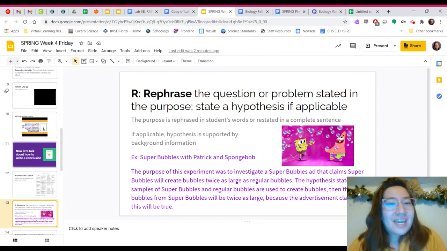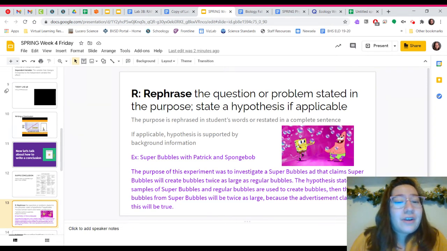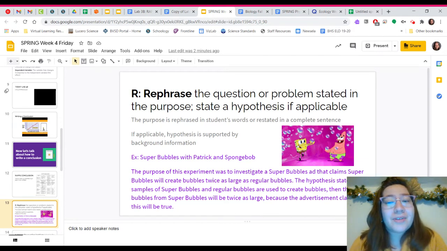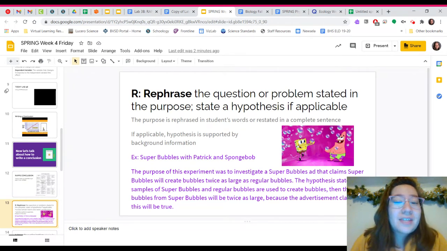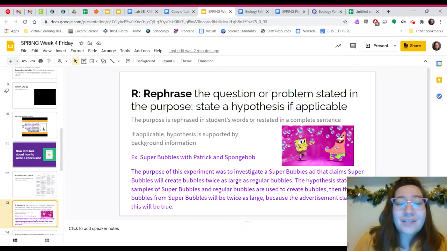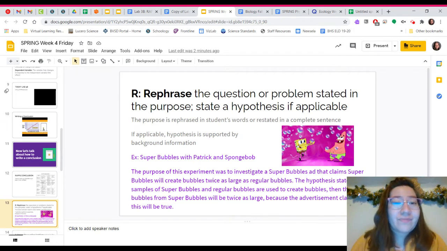To talk about the RAPS conclusion, we're going to think about the superbubbles investigation from the SpongeBob activity. So, if we were going to write a RAPS conclusion for this investigation, we might have for the rephrase section that the purpose was to investigate superbubbles, and it claimed that they'll create superbubbles that are twice as large as regular bubbles. The hypothesis is that superbubbles will form bubbles that are twice as large because the advertisement claims this will be true. So again, what are we doing? Why are we doing it?